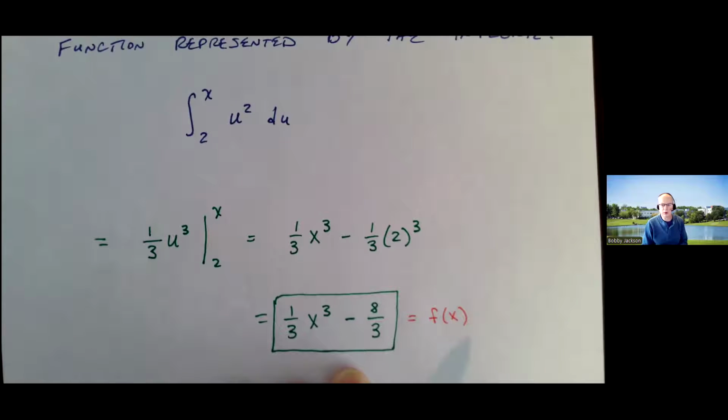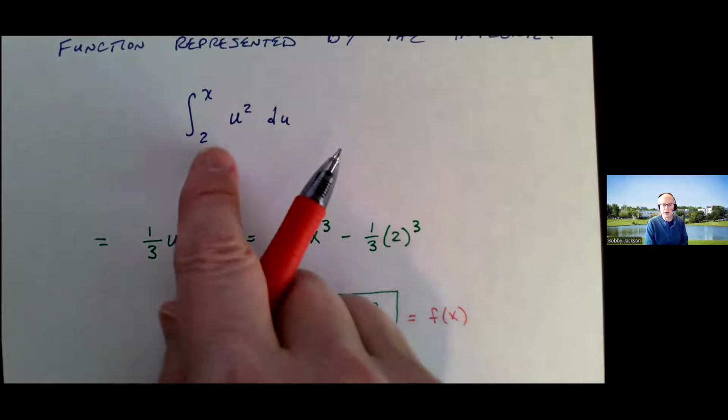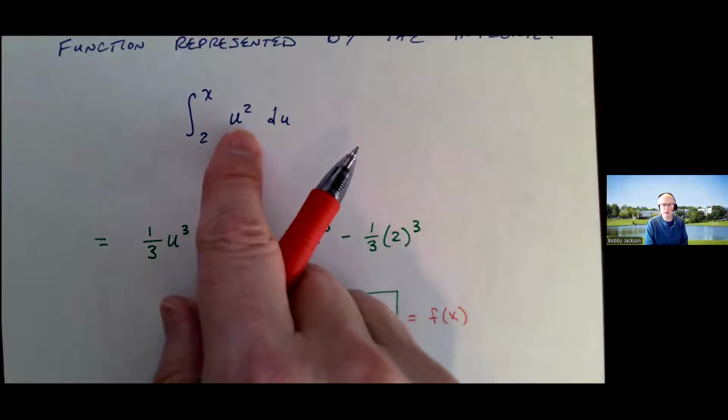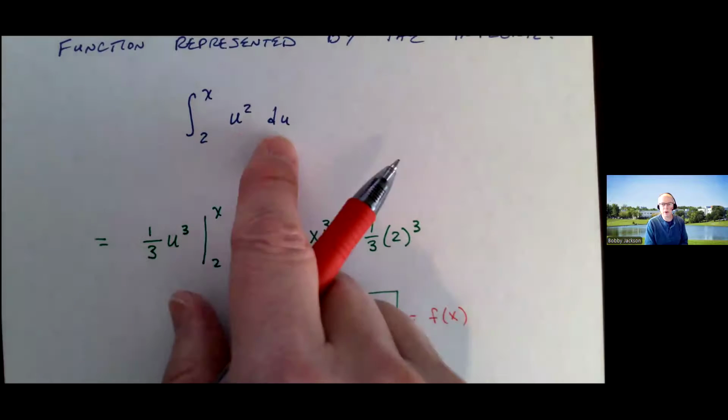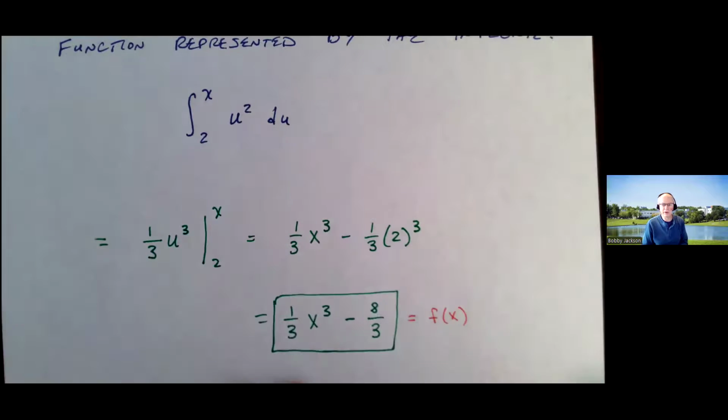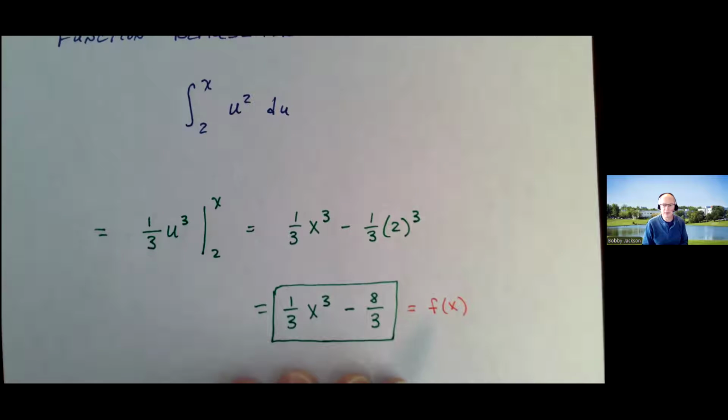Okay, and if you recall, we talked about this in classes. This function is sort of the area function or area accumulation function for the function u squared as we go from 2 to whatever x is. It's accumulating that, well, that signed area. We should emphasize the signed area.